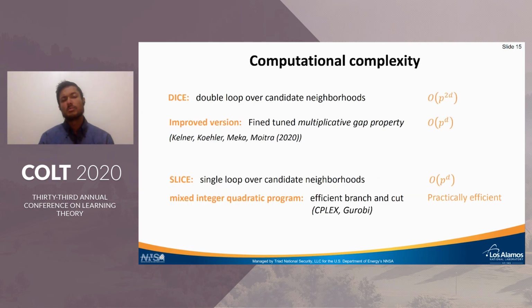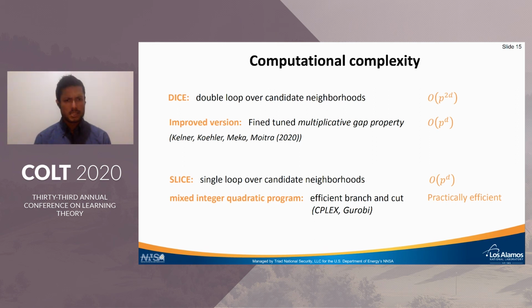Now, looking at the computational complexities of these methods, DICE, since it's a double loop over the candidate neighbors, is p to the 2d. I would like to emphasize that when you're looking at sparse graphs where d is order 1, this is, in computational complexity theory terms, a polynomial time algorithm. It's not very small, but it is a polynomial time method that closes the information theoretic lower bound. A very interesting fact is there has been follow-up work by Kelner, Koehler, Meka, and Moitra very recently, where they have an improved version of DICE which reduces the computational complexity and keeps the sample complexity. And they do so by identifying a more fine-tuned version of this key property 1, the multiplicative gap property.